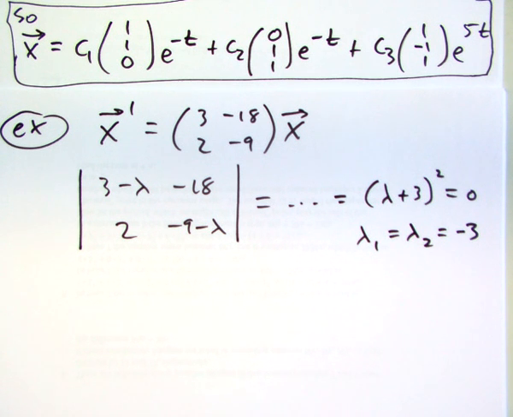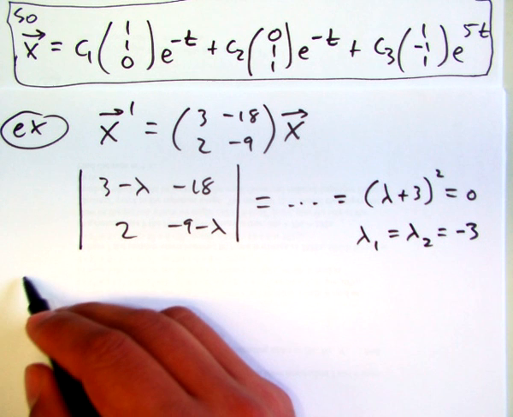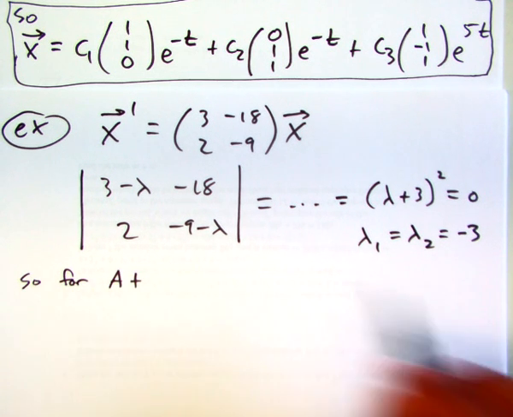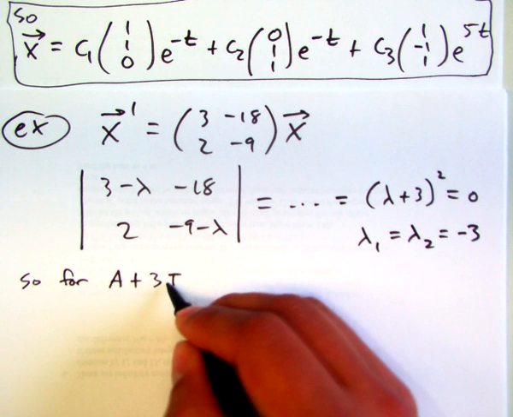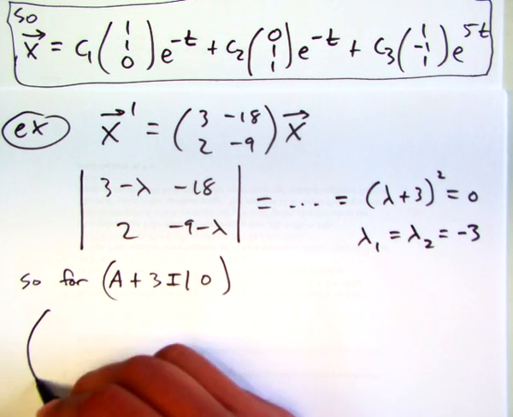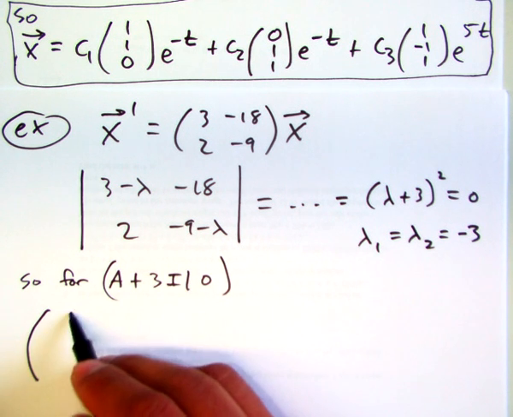So we're going to go ahead and start solving the augmented matrix A plus 3I with 0. So just add 3 to 3 and negative 9. We get 6, negative 6. Everything else is the same.